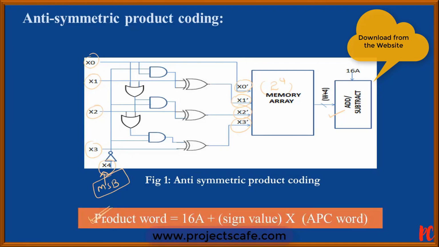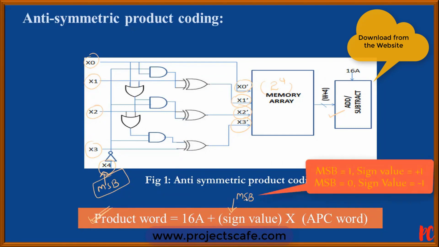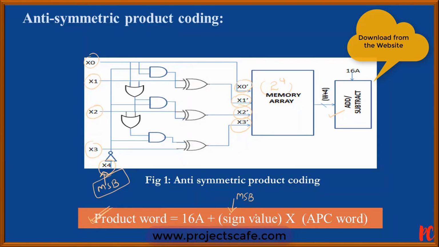If you observe here, my product word is equal to 16A plus sign value times APC word. 16A is a constant factor, and the sign value is represented by my MSB. If the MSB is 1, I will consider -1 as the sign value, and if it is 0, I will consider +1 as my sign value, so that by making a product with the APC value, I retrieve my remaining values. You can see that in the next slide.